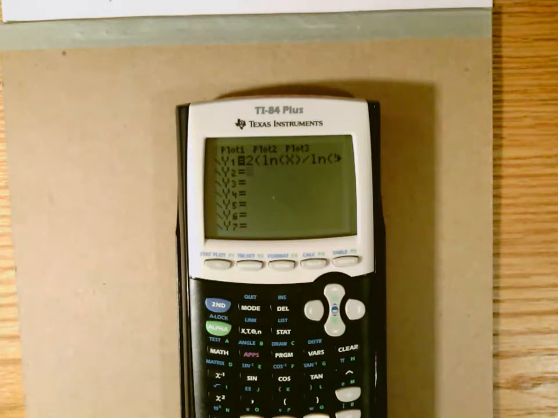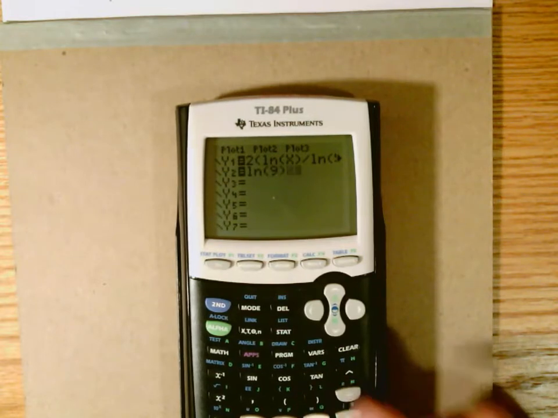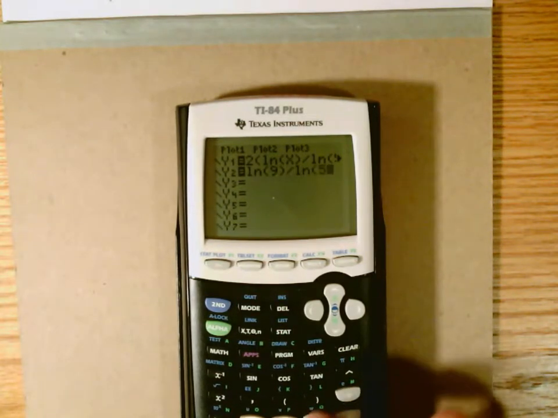y2 was the other side of my equation, and that was log base 5 of 9. Again, I'm going to use change of base, so I'm going to say the natural logarithm of 9 divided by the natural logarithm of 5.